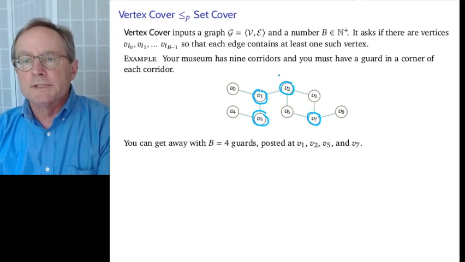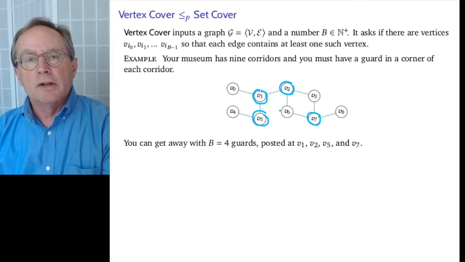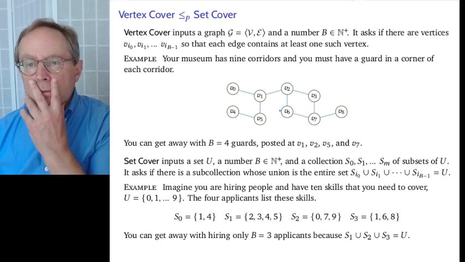And the way the problem is stated, you have to put a guard so the guard is watching each corridor. So with a guard in those four places, I'm watching each corridor, each edge. Okay, so vertex cover, and then the second is set cover.